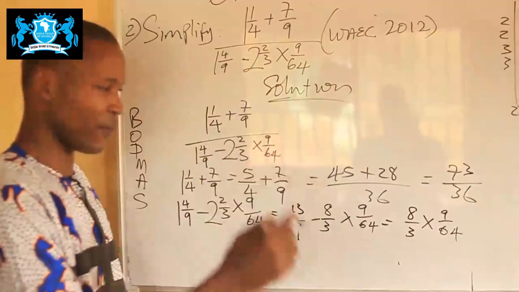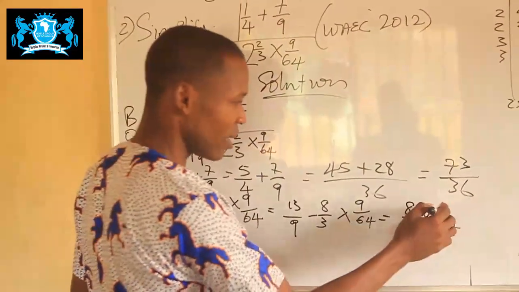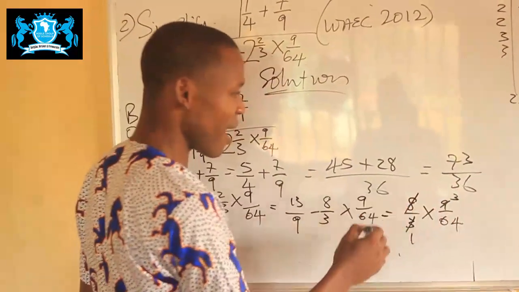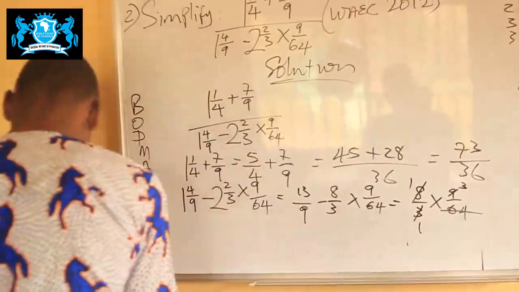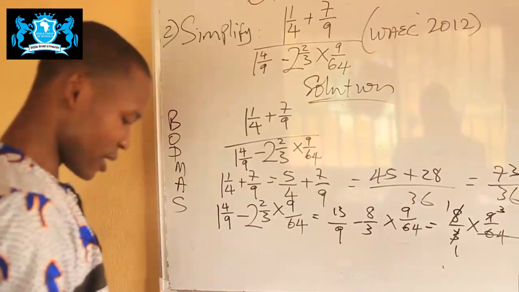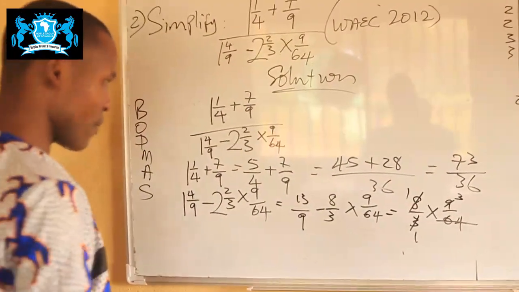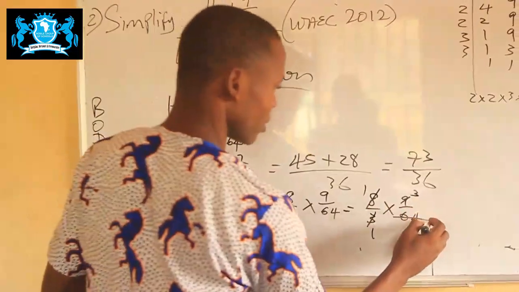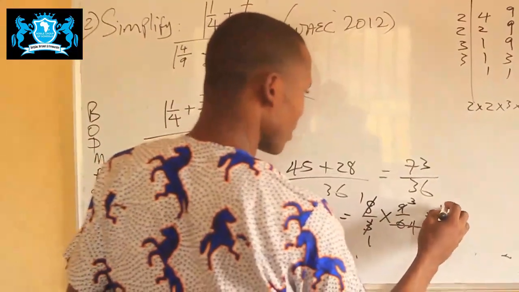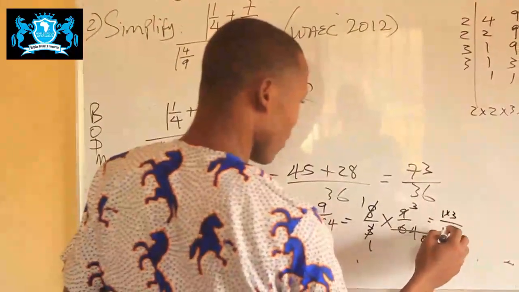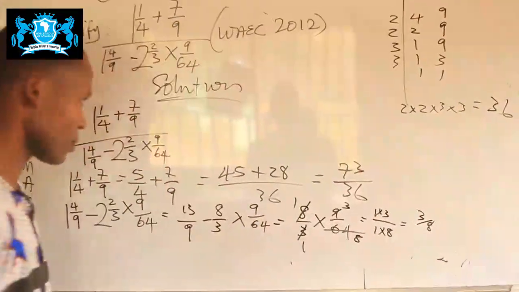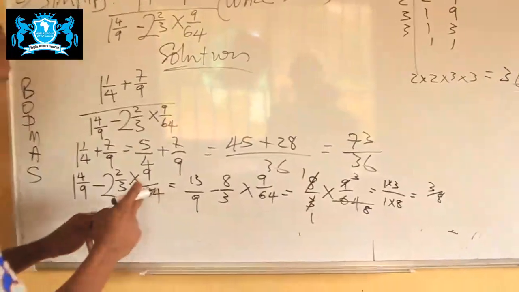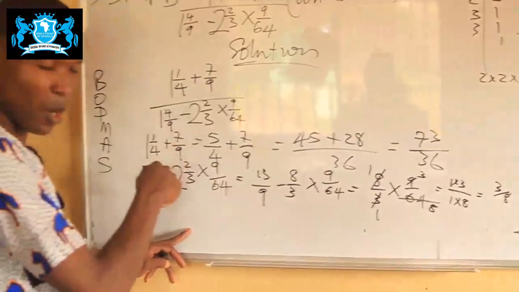Before we solve, we have to divide. 3 divided by 3 is 1. 9 divided by 3 is 3. 8 divided by 8 is 1. 64 divided by 8 will give us 8. So here we have 1 times 3 all over 1 times 8. So here we have 3 over 8. That is after solving the multiplication part of the denominator.